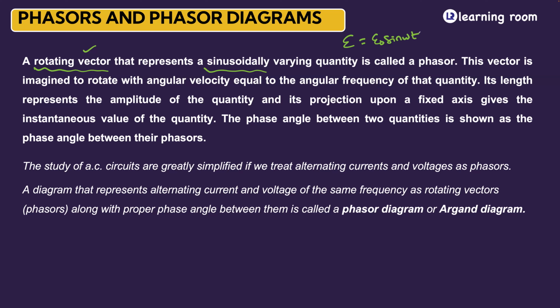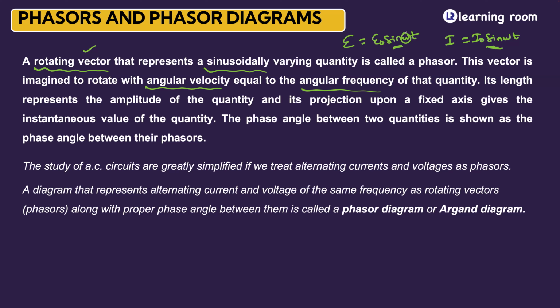That is, E is equal to E naught sin omega t, or I is equal to I naught sin omega t. Both are functions of sine. And you're going to represent them with the help of rotating vectors. Now the question is, with what speed is the vector going to rotate? The vector is imagined to rotate with angular velocity equal to the angular frequency of that quantity. So what is the angular frequency here? It is omega. So the vector is also going to rotate with an angular velocity of how much value? Omega. That is the first point to be noted.